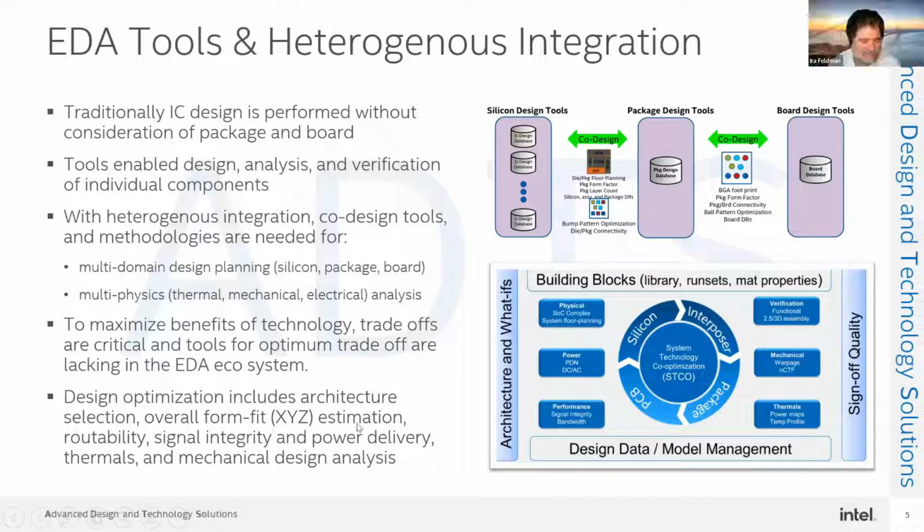Got it. The design optimization, obviously, like we talked about, includes the architecture selection, the fit, routability, signal integrity, power delivery, thermals, and mechanical design analysis. So we have a lot of things.